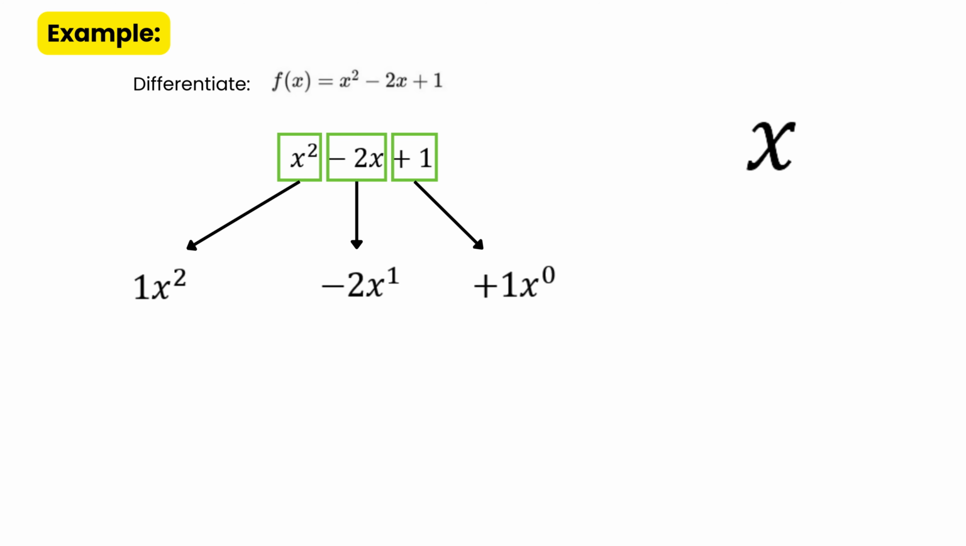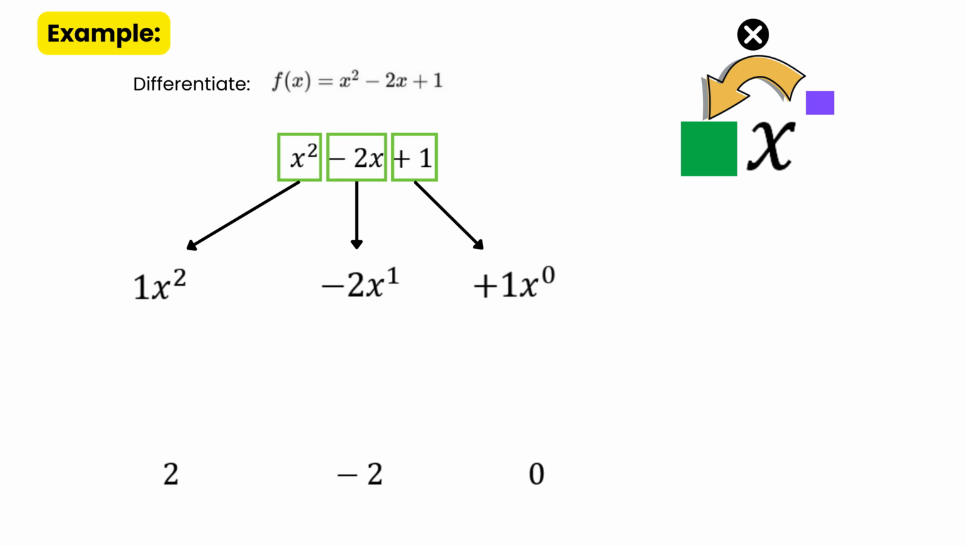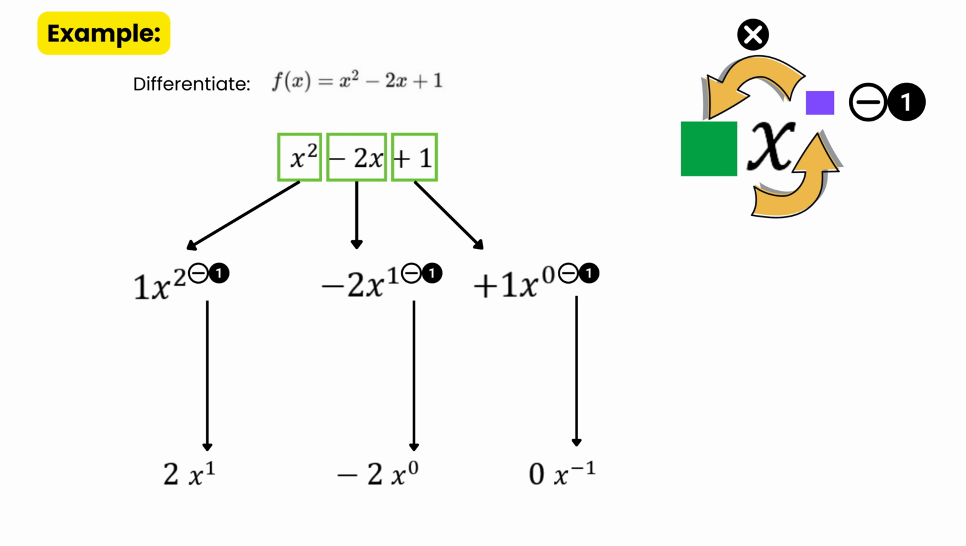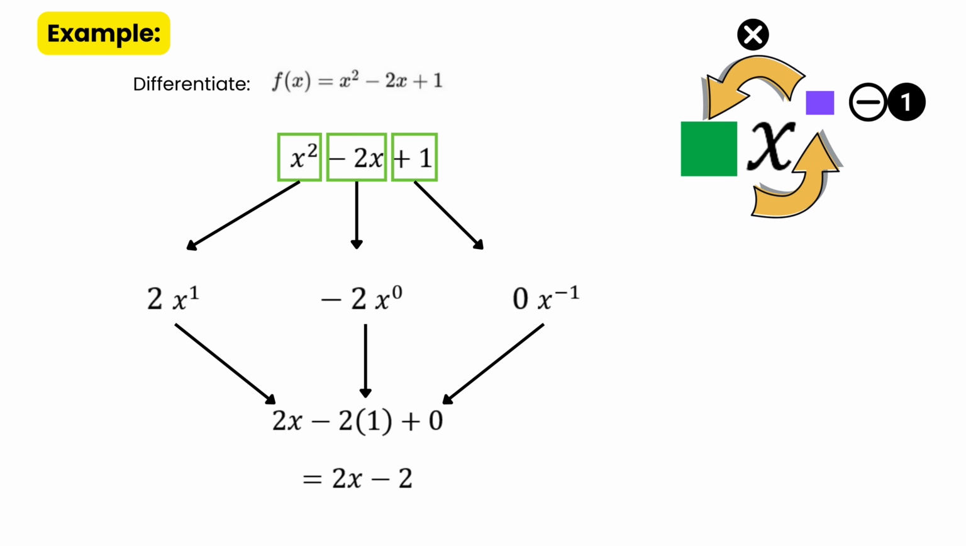So as we start with the circle trick, we take each power and first multiply it with its coefficient. When we do that, these are the answers we get. The next step to complete the circle is to subtract 1 from each power. When we do that, we get the following answers. All that's left for us to do now is to simplify the answer. And that's it. We've successfully done the differentiation.